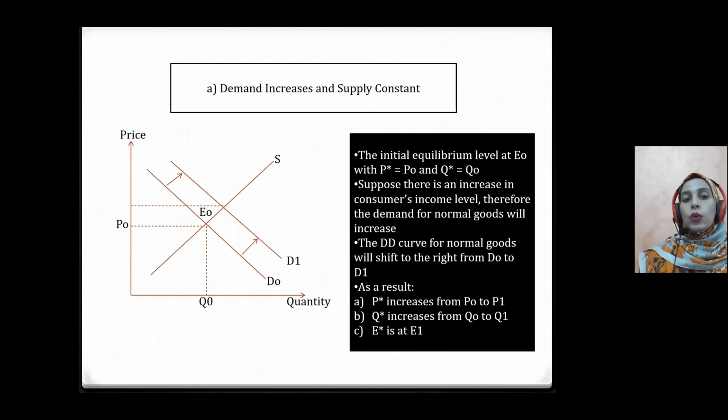So what happened? There will be new equilibrium. The equilibrium price will increase. The equilibrium quantity will also increase, and this is the new equilibrium. So this is how we do the effect of the changes in demand and supply.